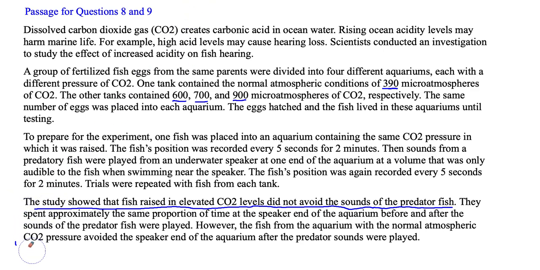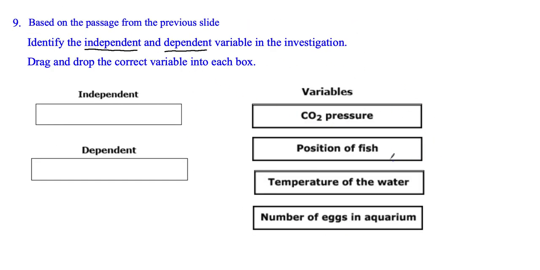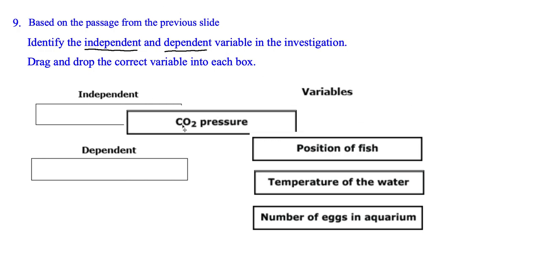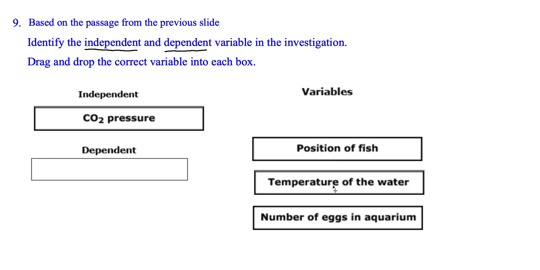What you need to remember is the following. Independent is what you manipulate or change in the experiment. So what was being manipulated or changed? That's the independent variable. And what happened as a result of that? That's the dependent. So what was manipulated in this experiment was the CO2 levels. They were changed from 390 to 600 to 700 to 900. This was the normal one, then we changed them here. So whatever was manipulated or changed is the independent variable. Based on that, what was changed in this experiment? Well, the CO2 pressure was changed. I didn't manipulate this, or this. I manipulated this. What you manipulate is the independent variable.